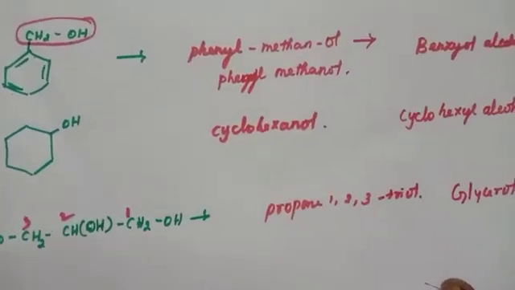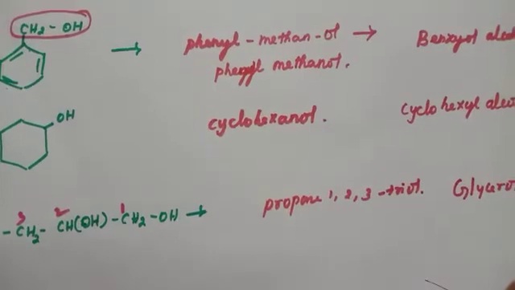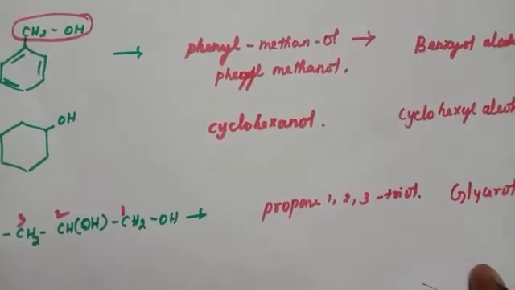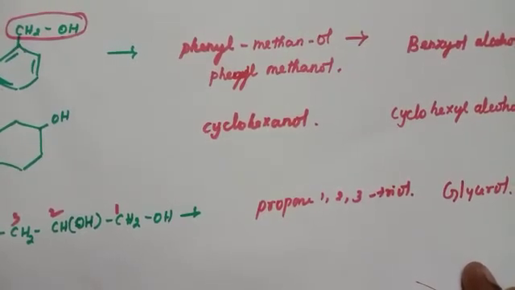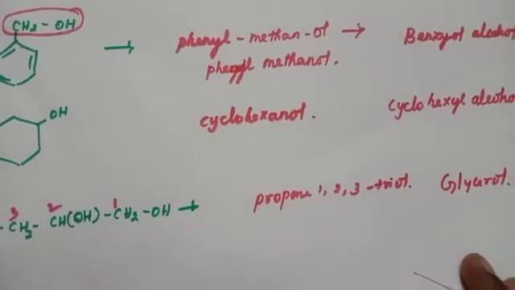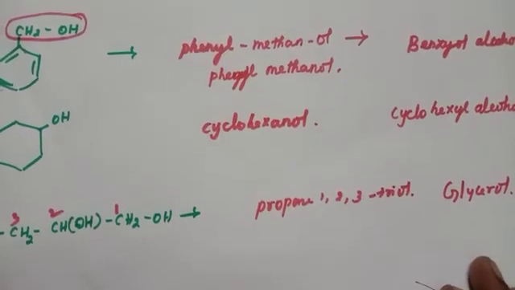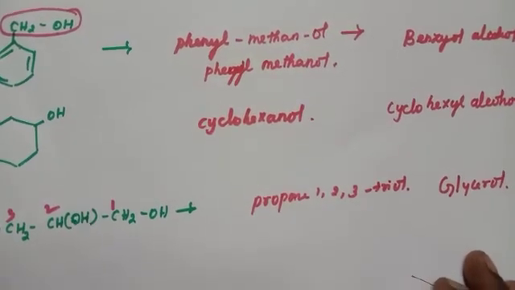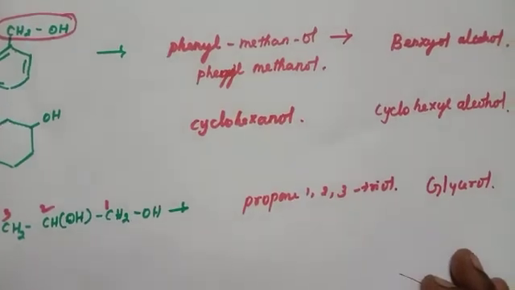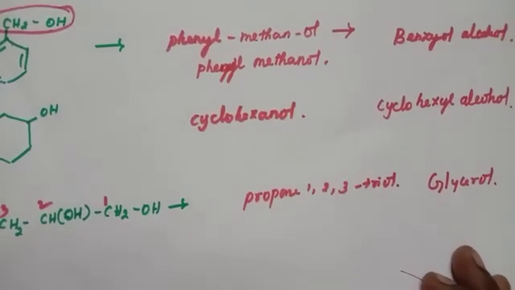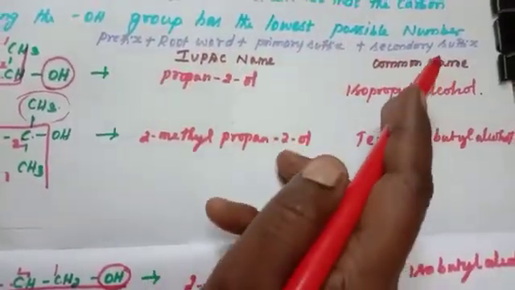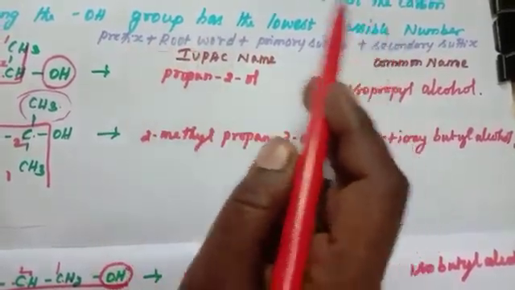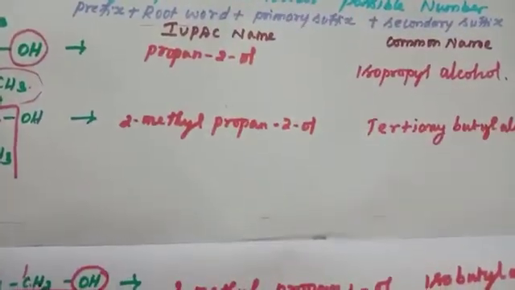So the first rule is to select the long chain. Second, give the number to the carbon atoms so that the carbon bearing the OH group has the lowest possible number. And third, we have to give the prefix name for the substituent. The last one is following this order: prefix, root word, primary suffix, secondary suffix. Following this order, we give the name for the particular compound.